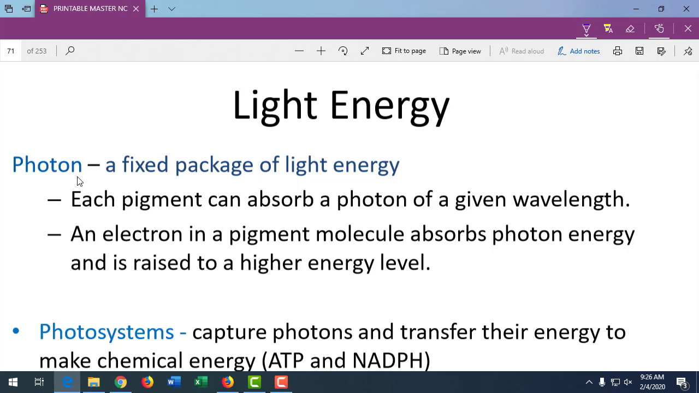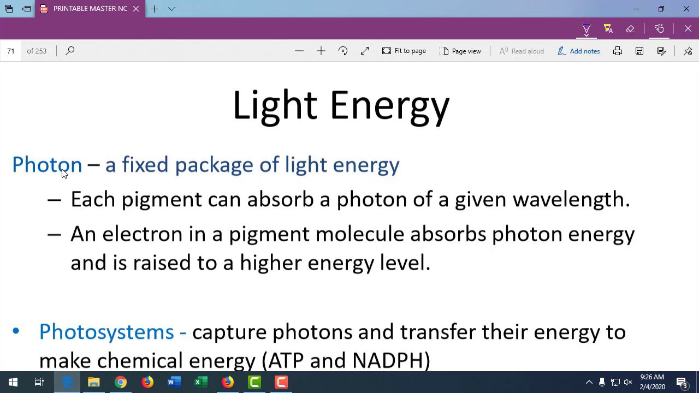So in these pigments are electrons that are energized when light hits them. And I have a really good animation we're going to watch in detail when we come back on Thursday to put this all together, like, oh, that's what this is about. I get it. Hopefully you get it when you watch this animation. We're going to fill out a little worksheet together as we do it.